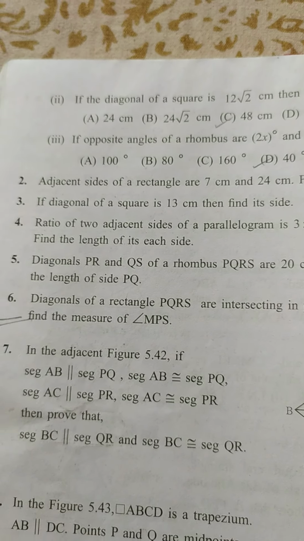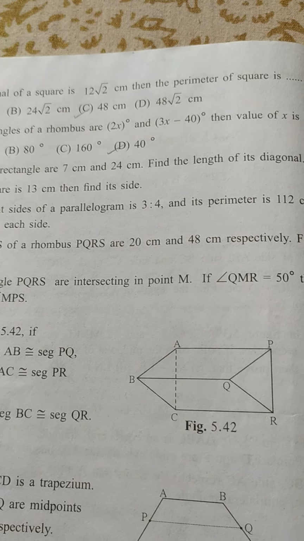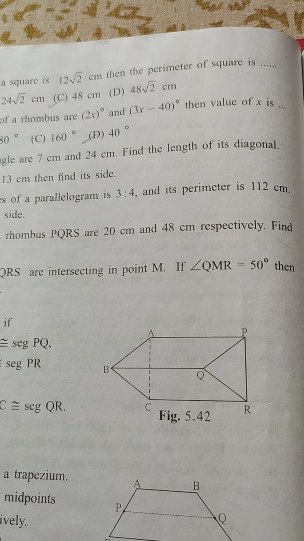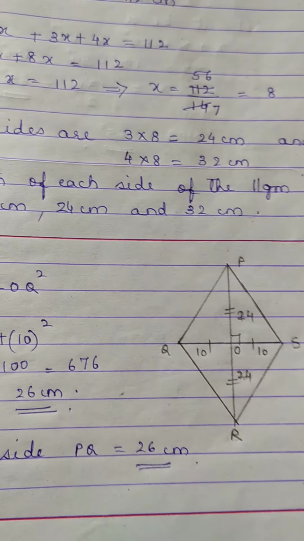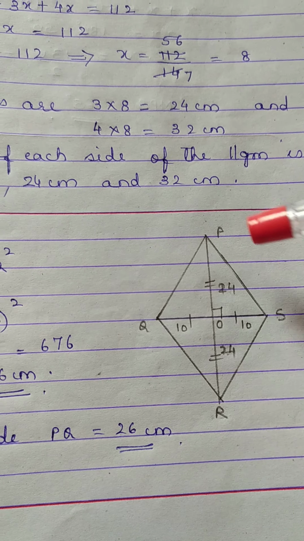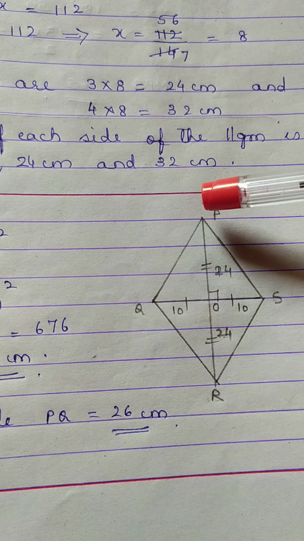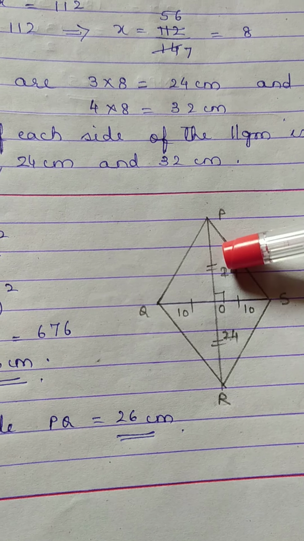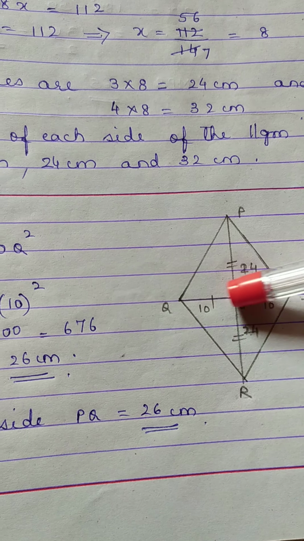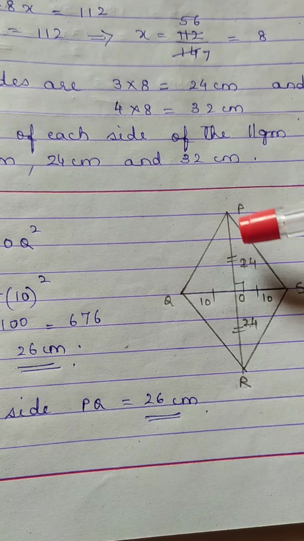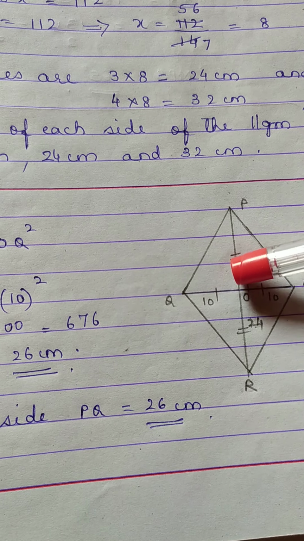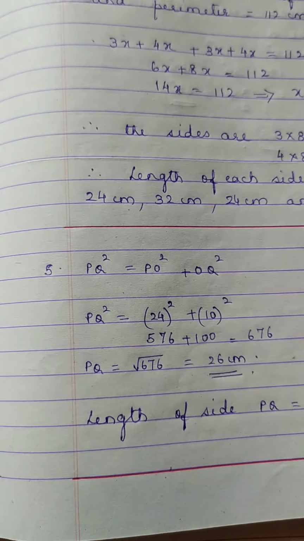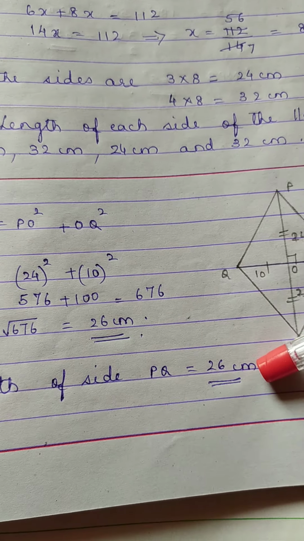Next, the fifth one. The diagonals PR and QS of a rhombus PQRS are 24 centimeters and 48 centimeters respectively. Find the length of the side PQ. So you have a rhombus like this and you are given that the diagonals are 48 and 24. Since they are perpendicular bisectors, 48 can be written as 24, 24. This 20, I can write it as 10 and 10. Now this forms a right angle triangle wherein one side is 24, one side is 10. Using Pythagoras theorem, I have to find PQ. So I have solved it, you get your answer 26 centimeters.